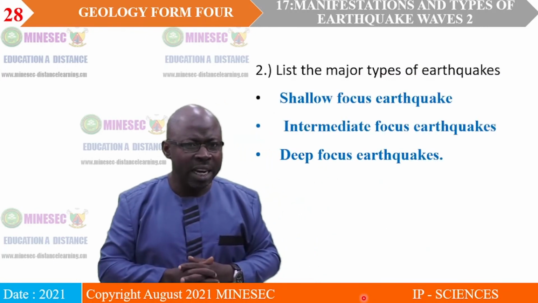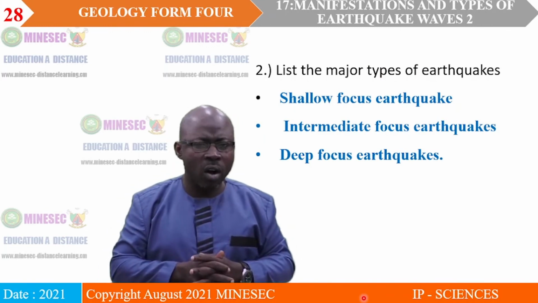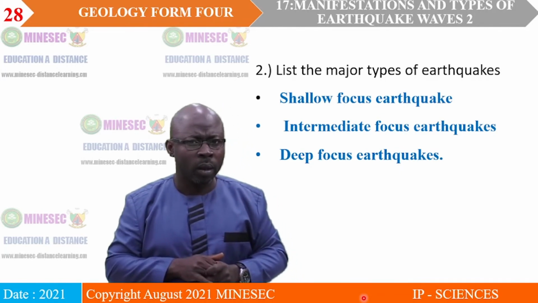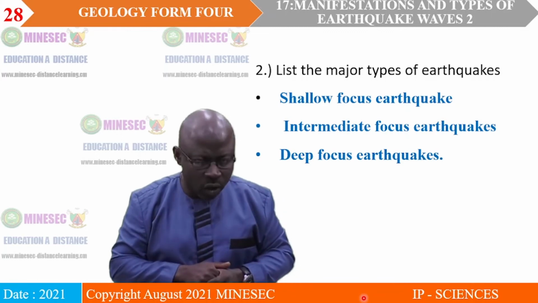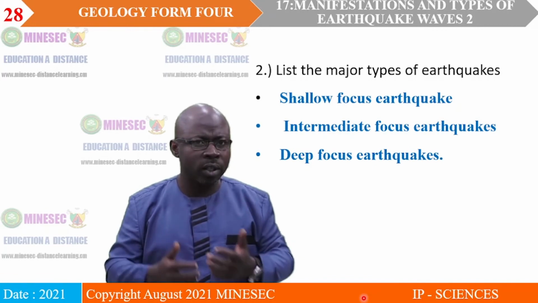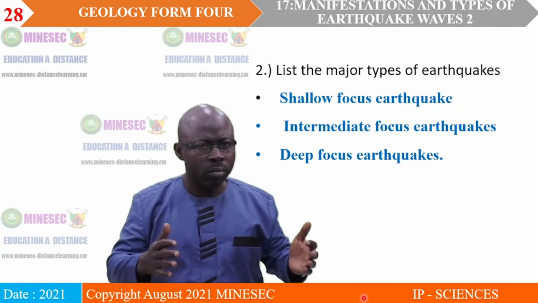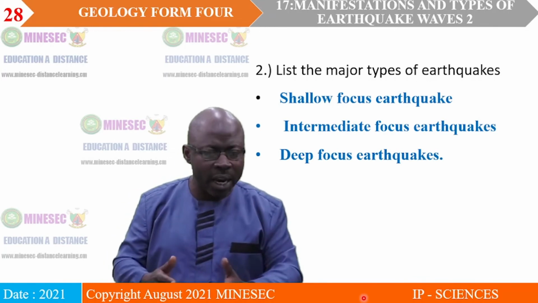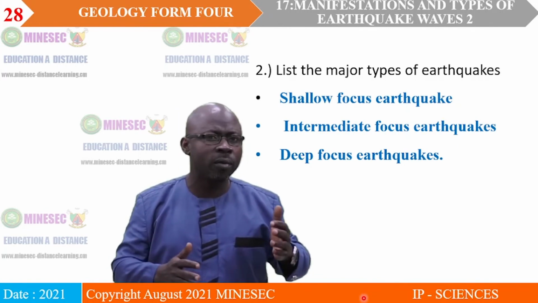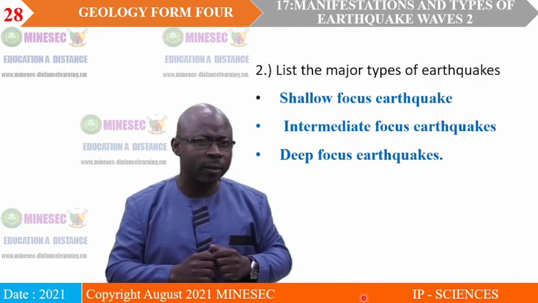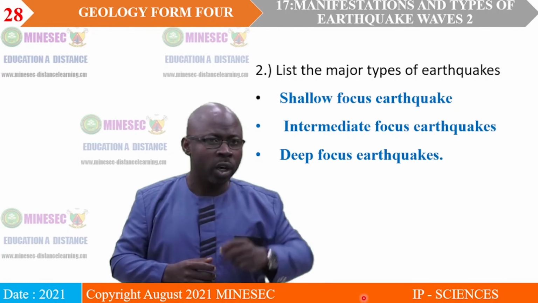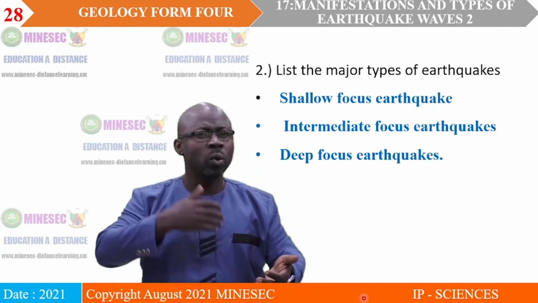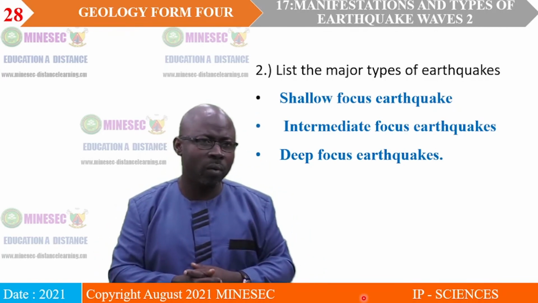Question two, list the major types of earthquakes. The major types of earthquakes include: one, shallow focus earthquakes, which are earthquakes between 0 to 70 kilometers. Two, intermediate focus earthquakes, which occur around the range of 70 to 300 kilometers. And finally, last but not the least, deep focus earthquakes, which range around 350 to 700 kilometers deep down there within the earth.